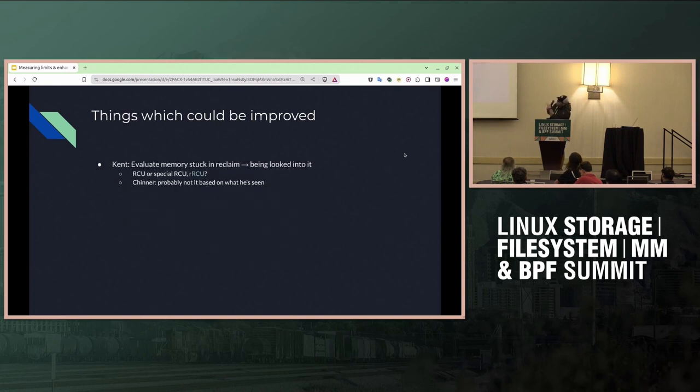Okay, so this is now a separate session. And so just look out for Paul's talk, which basically tries to address Kent's feedback. My understanding is that, Dave, based on your experience, it doesn't seem like that's the issue here, but maybe you can clarify.